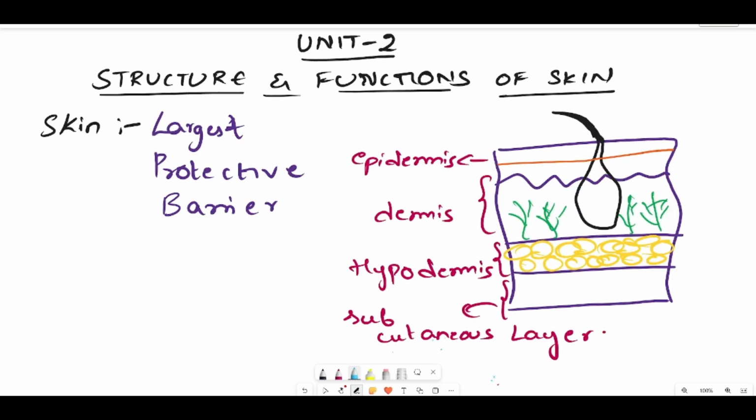Skin is the largest organ of the human body. It acts as a protective cover and also as a barrier against foreign substances or foreign materials. Before knowing the deeper layers in detail, we have to know its outline. So this is the outline of the skin, where the starting part we call the epidermis, the second layer is called the dermis, the third layer is called the hypodermis, and the last layer is called the subcutaneous layer. Now let's discuss each layer in detail.